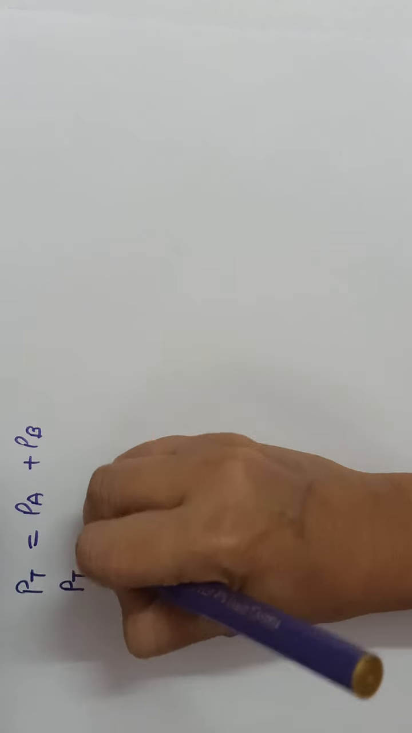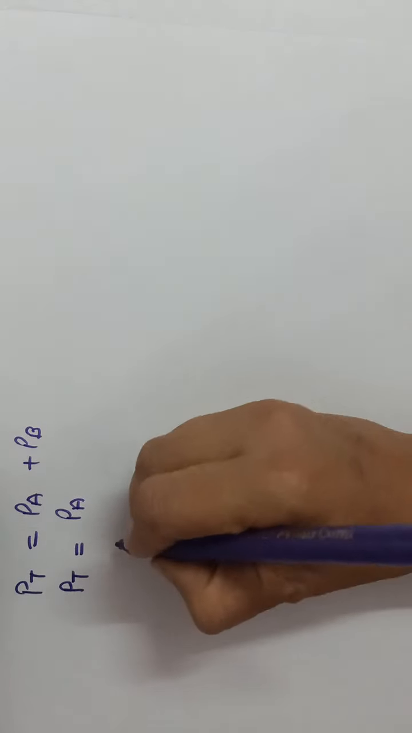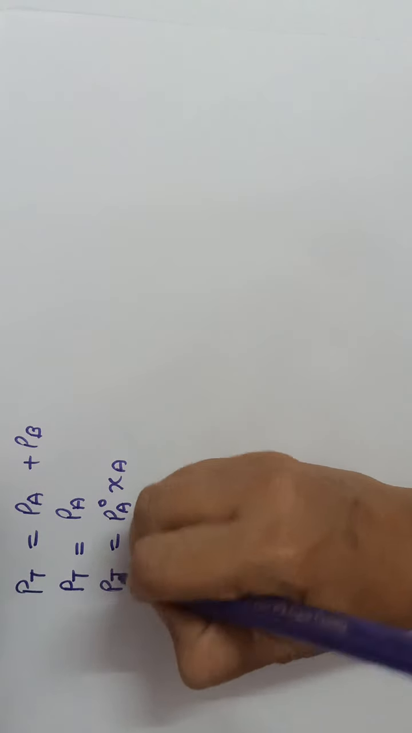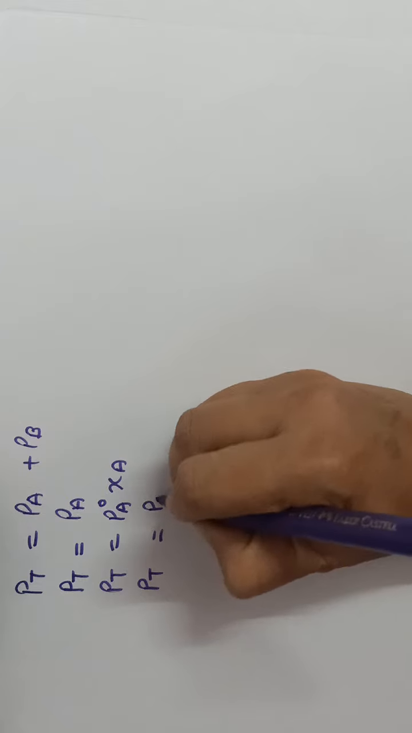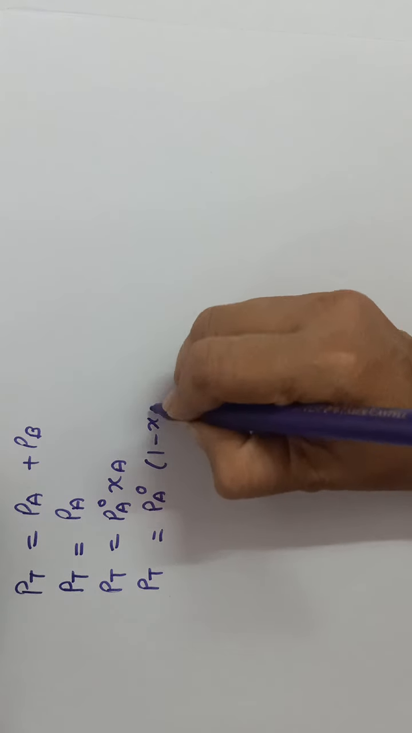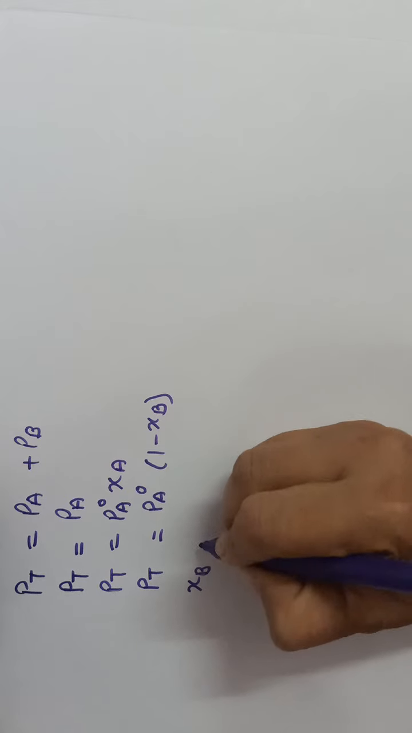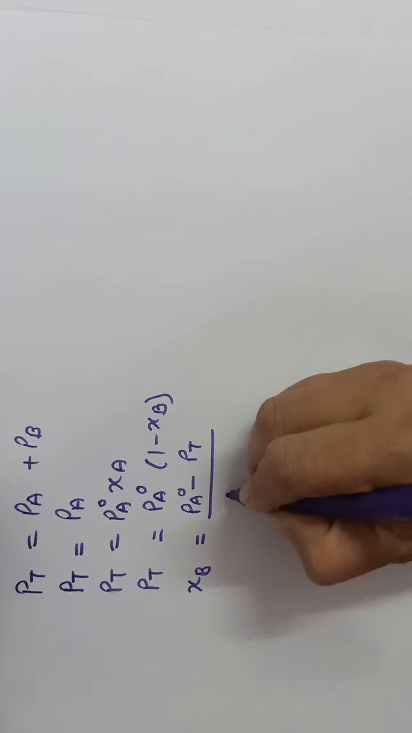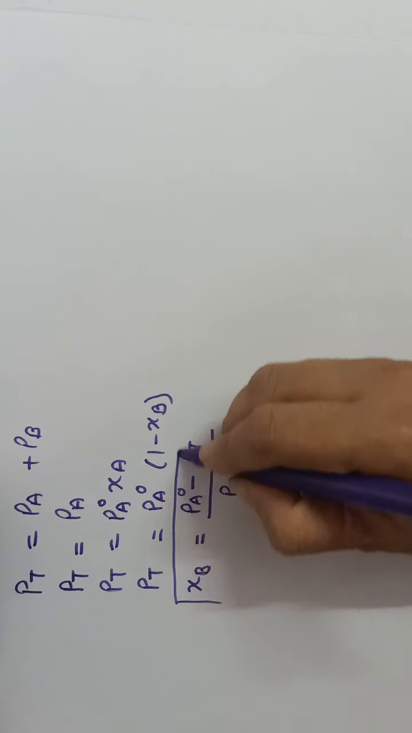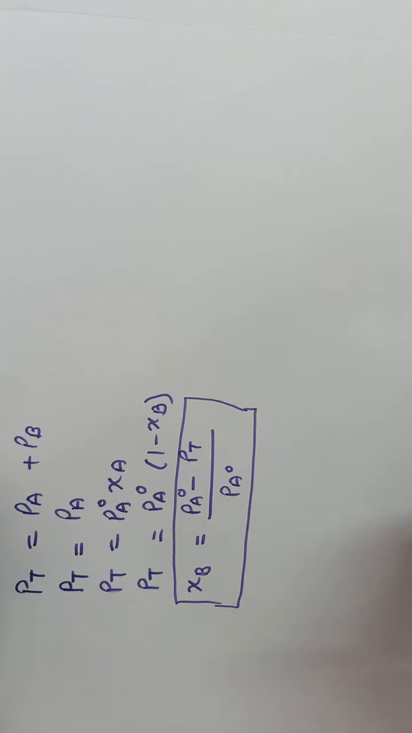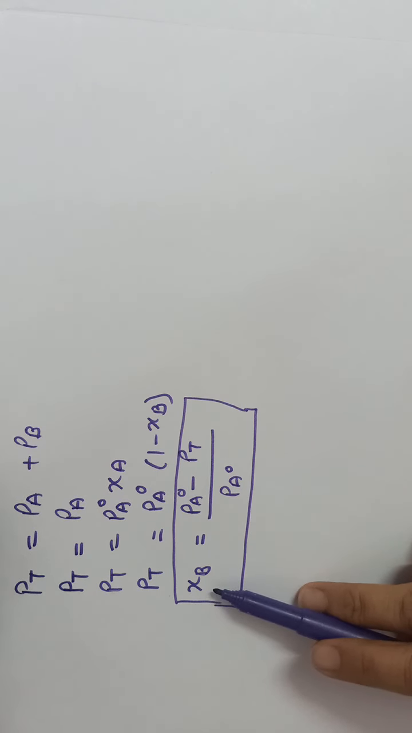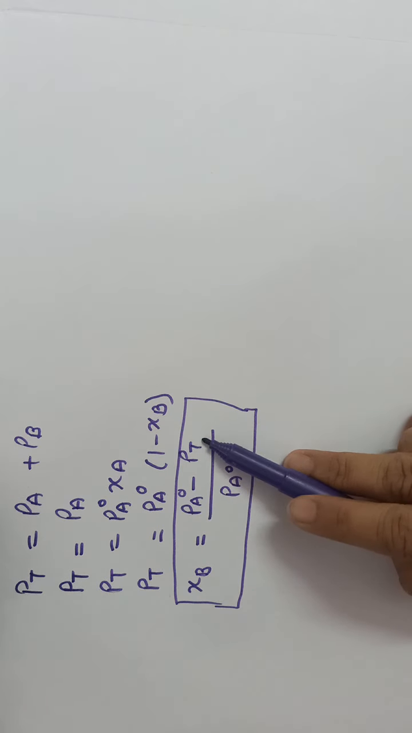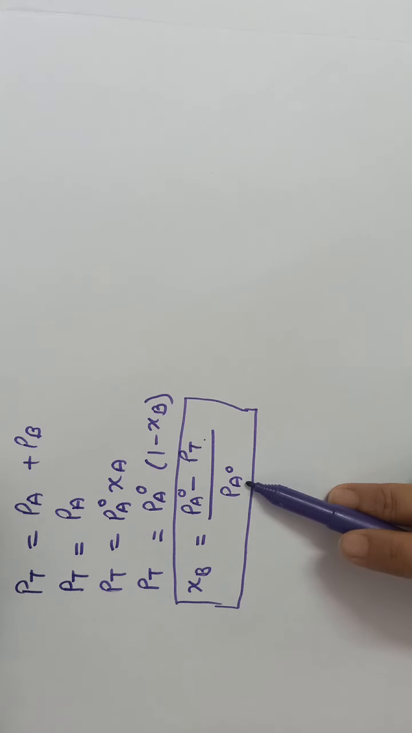So I can write total vapor pressure equals PA, but we also know PA equals PA naught XA. We also know XA can also be written as 1 minus XB. Rearranging and solving this equation, we get XB equals (PA naught minus PT) upon PA naught. Or I will say the mole fraction of the solute can be calculated by pressure of the pure solvent minus pressure of the solution upon pressure of the pure solvent.